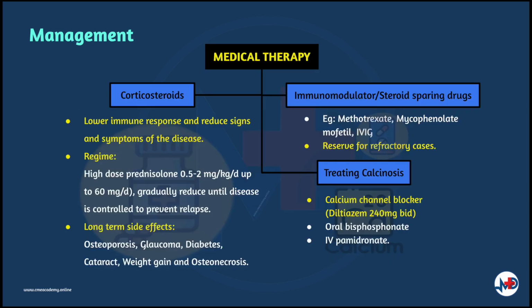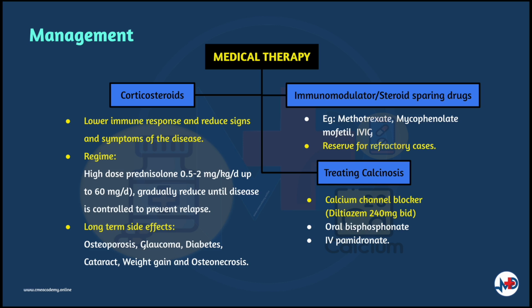Next, we have come to the last few parts of the module, which is the management of dermatomyositis. Dermatomyositis has no cure. The main aim is to treat, to control the symptoms. Corticosteroids are used to lower the immune response and reduce signs and symptoms of the disease. We start with high-dose steroids such as prednisolone, then gradually reduce until the disease is controlled to prevent relapse.